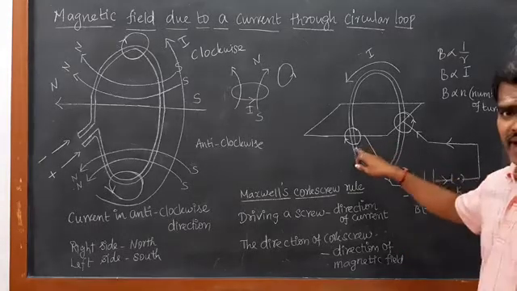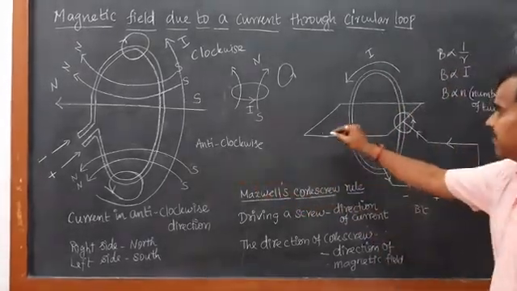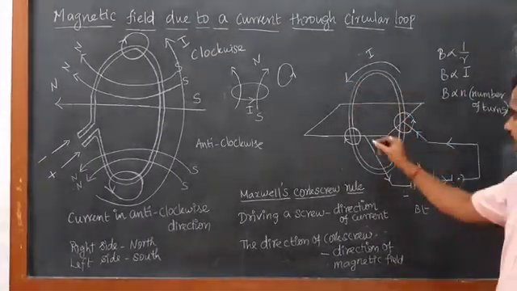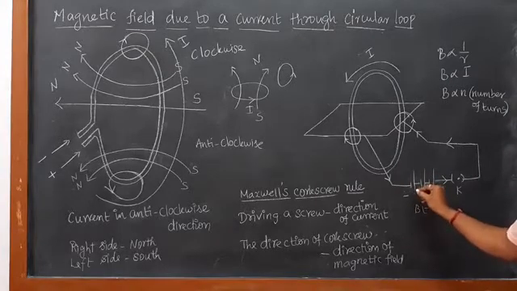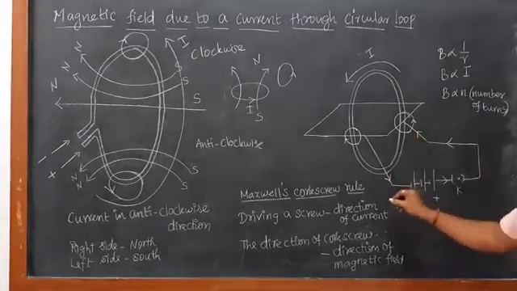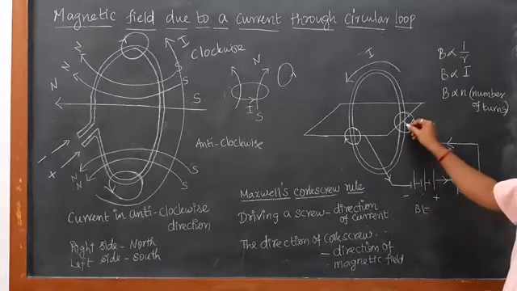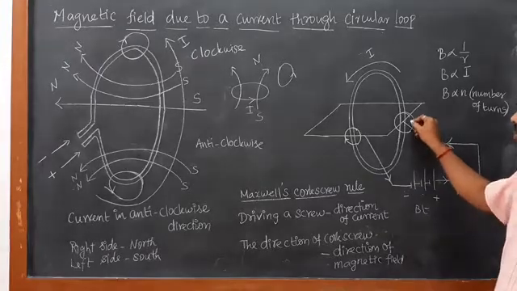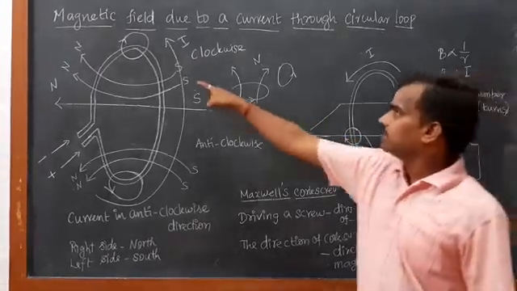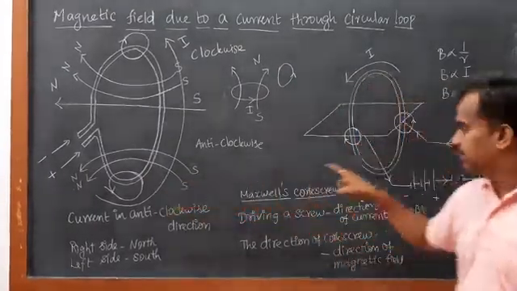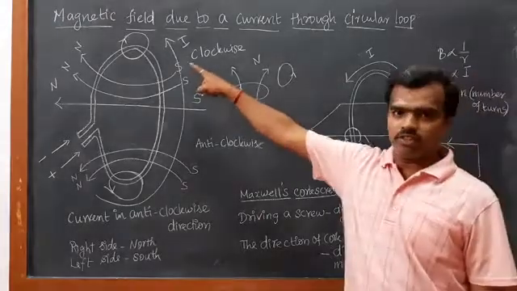Here I have drawn the same diagram, but here I mention one plane of paper. This is the current direction in the anti-clockwise direction, and here I connected a circuit with a battery. The current always flows from the positive terminal to the negative terminal. So it goes here, is connected here, and comes back here. Here it rotates in the anti-clockwise direction, and this one is the clockwise direction.